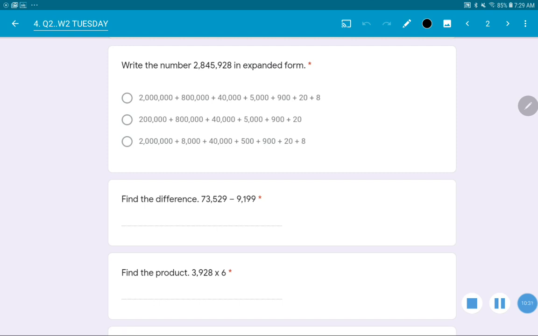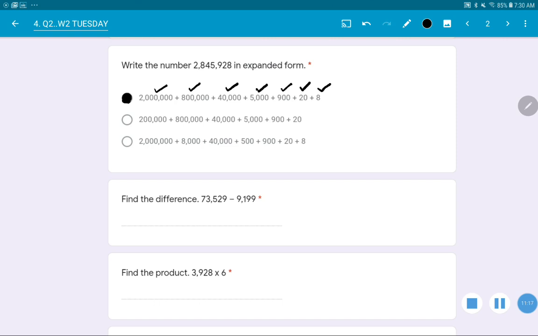Now I'm writing the number 2,845,928 in expanded form. So to put a number in expanded form, I need to write the value of each of the numbers. So the value of the 2 is 2 million. The value of the 8 is 800,000. Plus the value of the 4, 40,000. Plus the value of the 5, 5,000. Plus the value of the 9, 900, plus the value of the 2, 20, plus the value of the 8, which is in the ones place, so it's only 8. The first choice is correct.